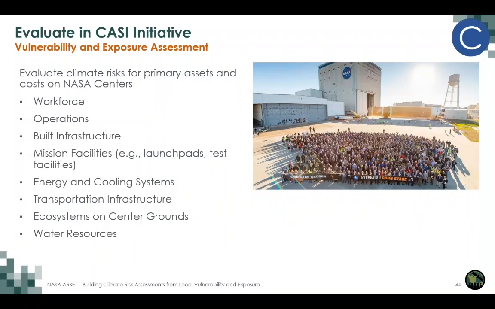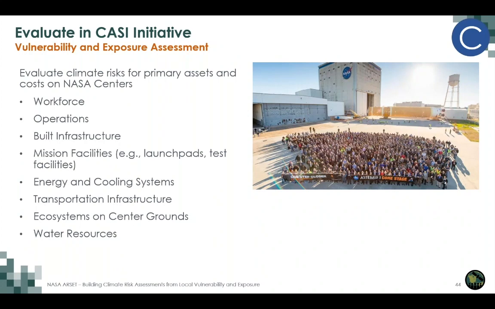As we're evaluating, of course, we are also moving beyond the hazards to think about the vulnerability and exposure. And here again, we have to think about the primary assets that we're trying to work to protect at each NASA center. Of course, this begins with the workforce, but we are looking to protect NASA operations, the built infrastructure, the buildings and the facilities, in particular, the mission facilities like launch pads and test facilities.